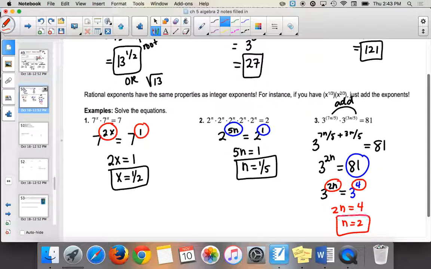And you can check if you go back to the original and you plug in 2, you would have 3 to the 14 over 5 times 3 to the 6 over 5. It would end up being 3 to the 20 over 5, which is 3 to the 4, which is 81. So it works. Okay? Those ones are tricky.